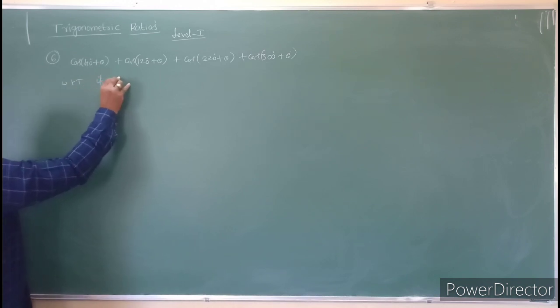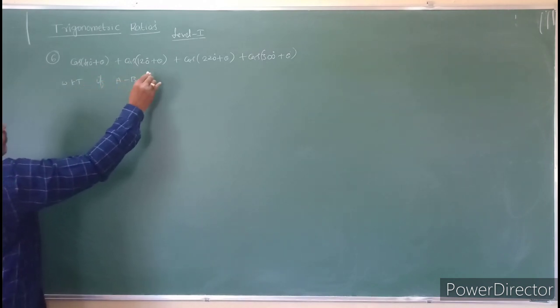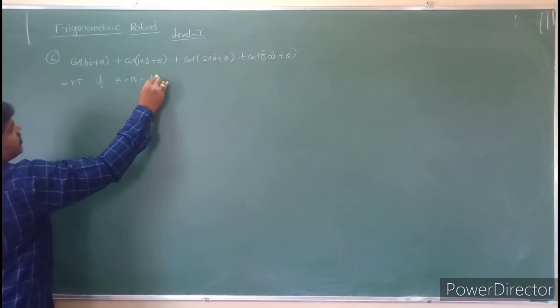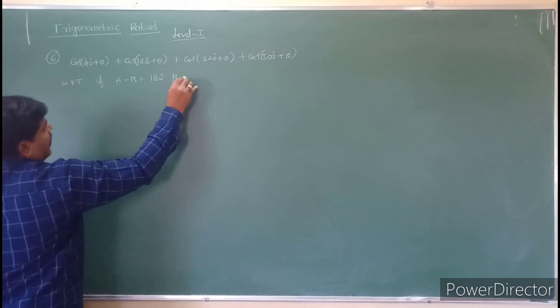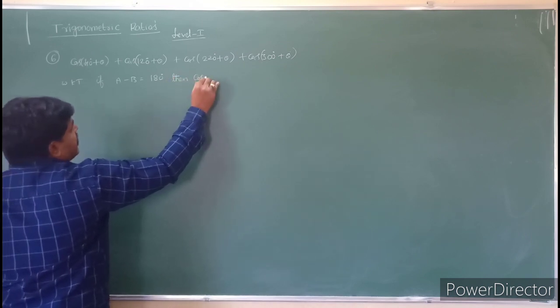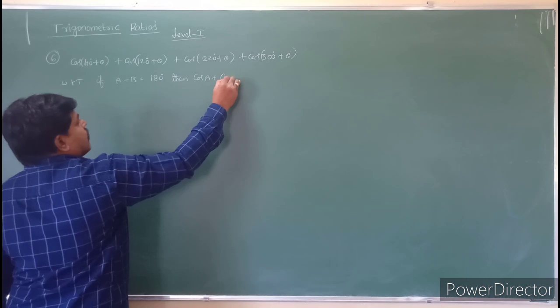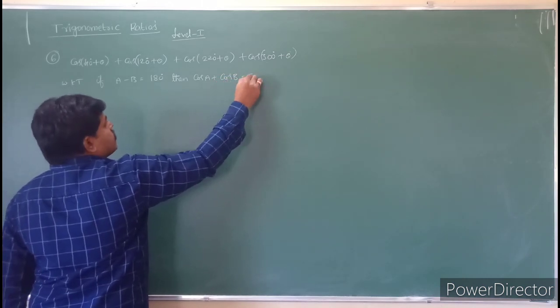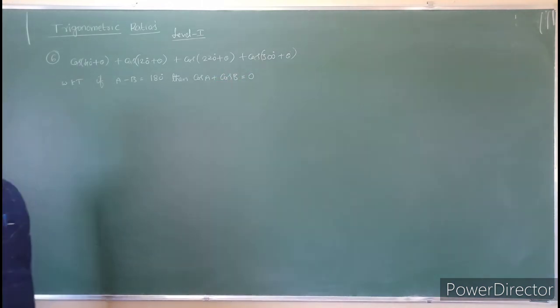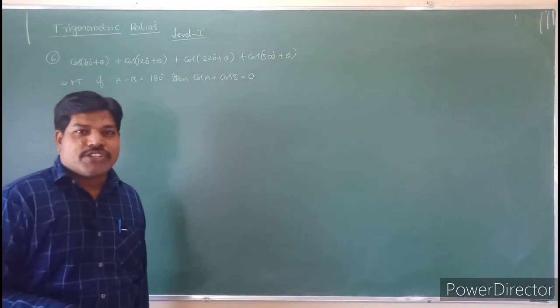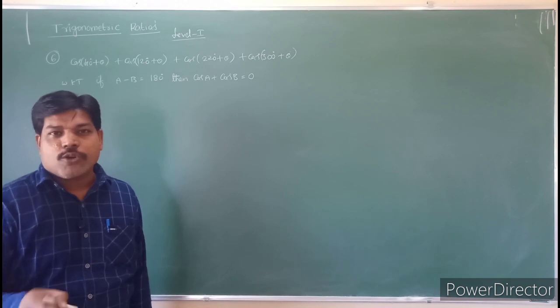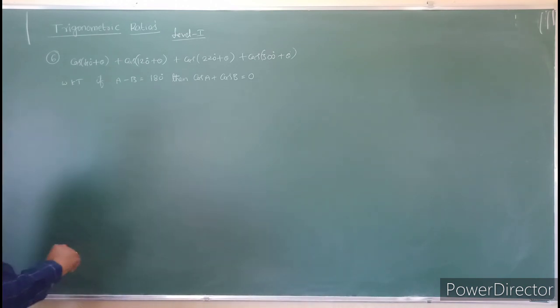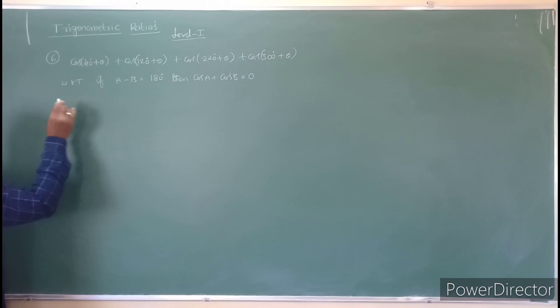if A minus B is equal to 180 degrees, then cos A plus cos B is equal to 0. I have given the formula. See the question, students? If A minus B is equal to 180 degrees, then automatically cos A plus cos B will become 0. So therefore, what happens?